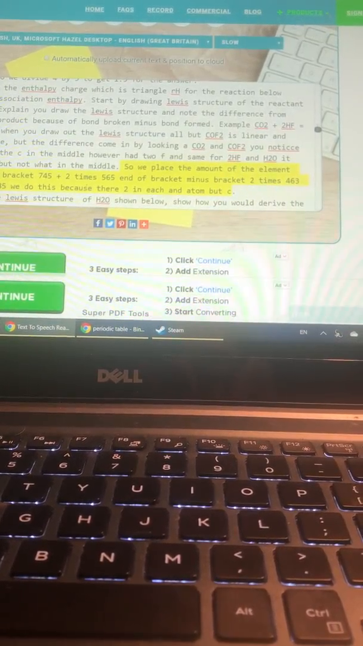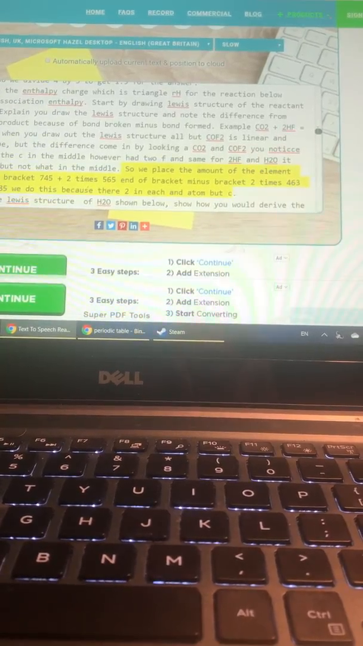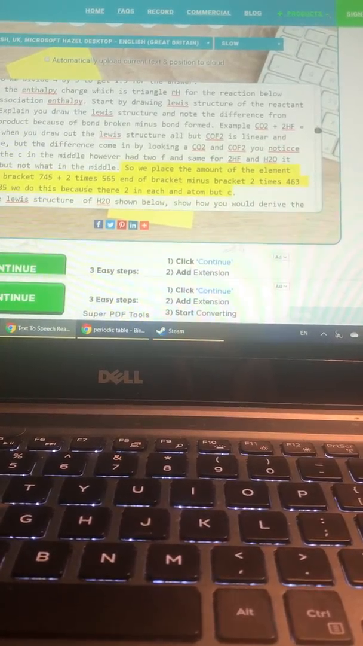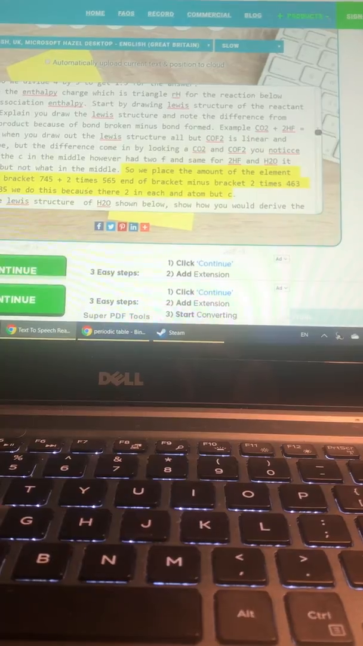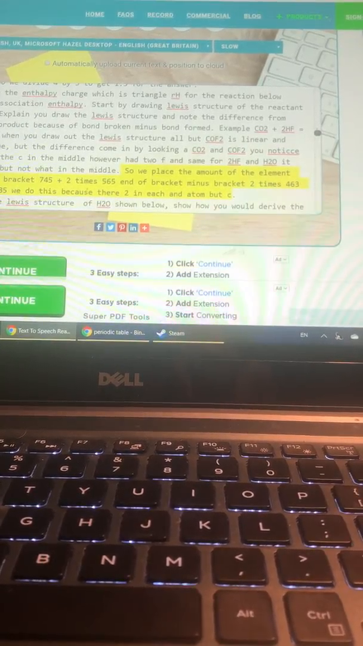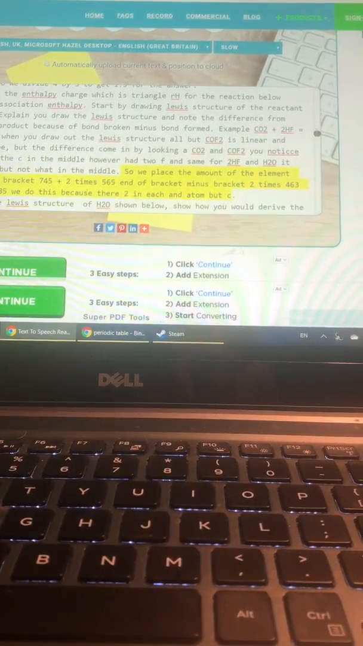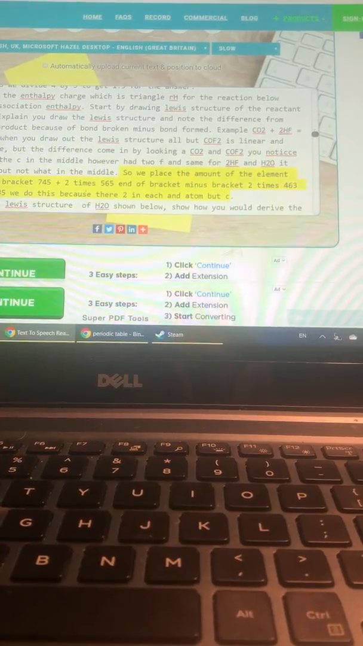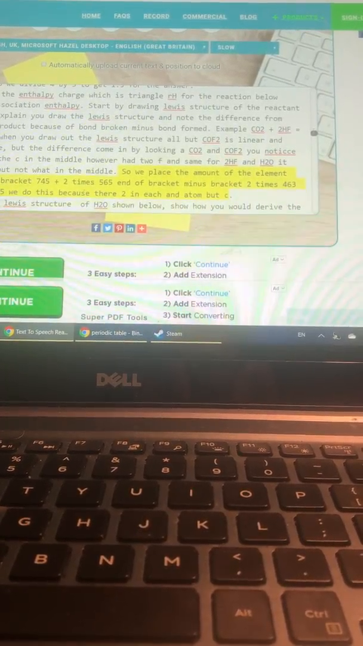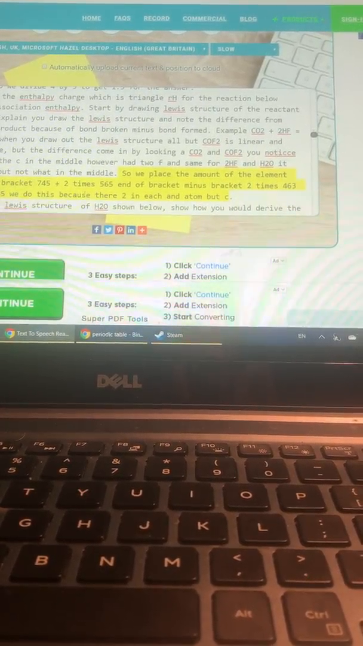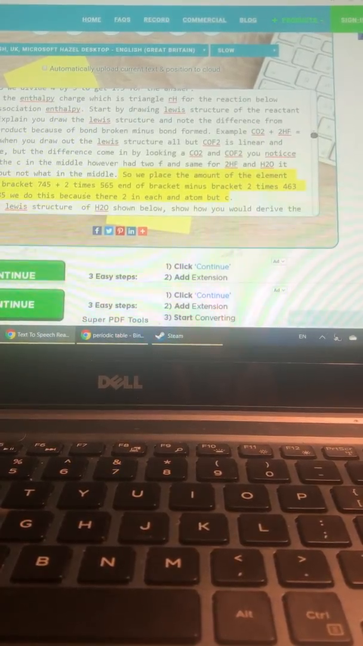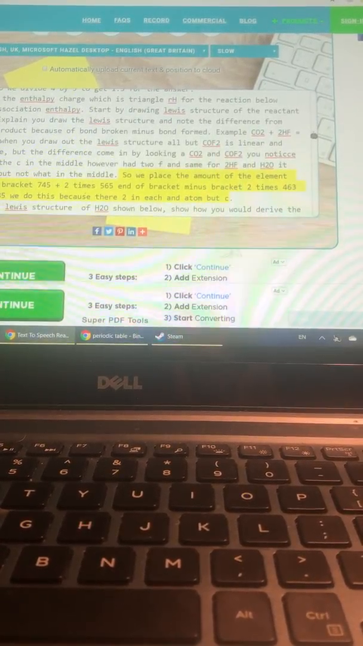So we place the amount of the element like so: square bracket, 745 plus 2 times 565, end of bracket, minus bracket, 2 times 463 plus 2 times 485. We do this because there are 2 in each end atom but C.